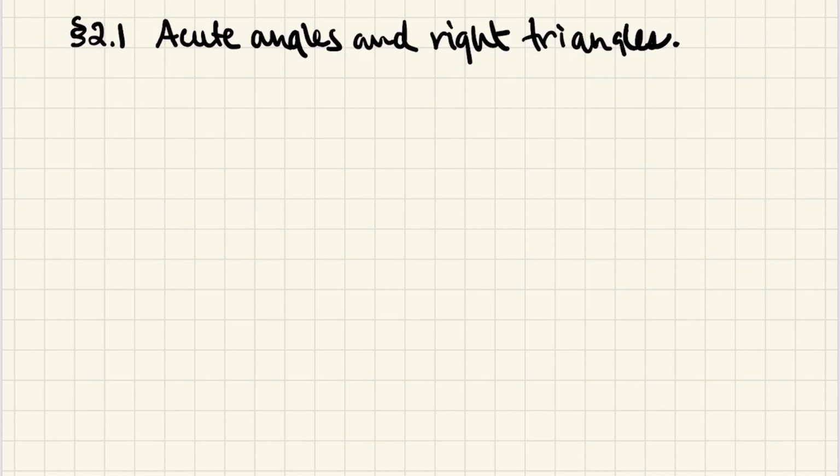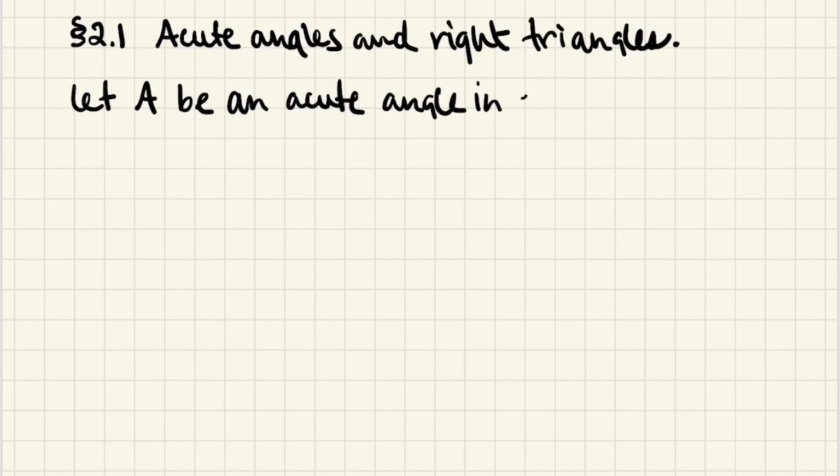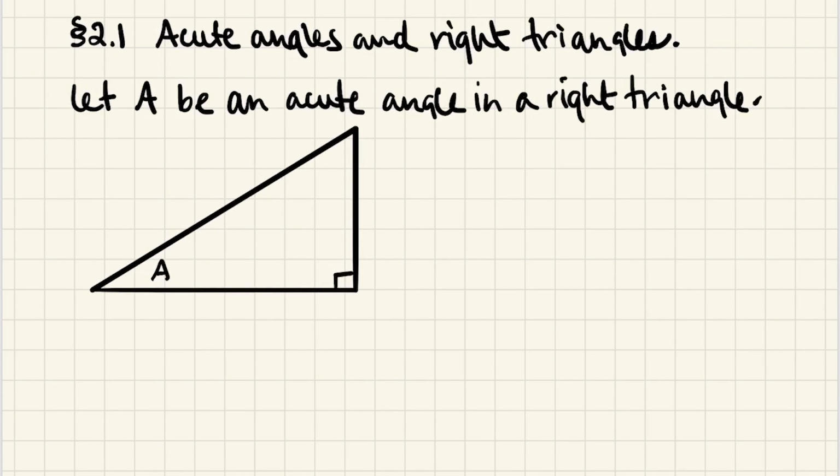All right, we're going to now redefine the trigonometric functions in terms of the angles and sides in a triangle. And if you've seen trigonometry before, like in high school, you probably saw this context. So let's let A be an acute angle in a right triangle. First of all, the long side of a right triangle, which is opposite the 90-degree angle, is called the hypotenuse.